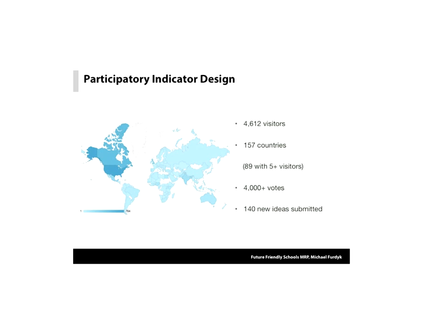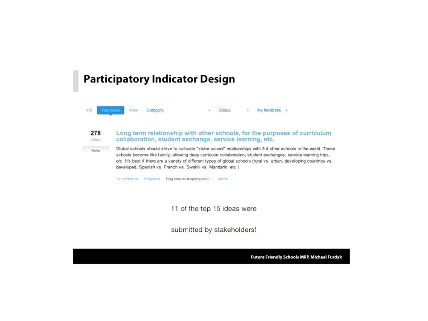So we launched a participatory indicator design process where we had over 4,500 people submit votes and their own ideas for what indicators would look like across these three value areas of global citizenship, environmental stewardship, and student voice. We ended up having people from 157 countries, 89 countries with more than 5 people participating, give ideas, and over 140 new ideas for indicators submitted. And I think one of the greatest pieces of evidence of the success of the process was that out of all these indicators and ideas submitted, we distilled them down into 5 principles for each of the areas. And 11 of the top 15 ideas that made it as principles were actually not our ideas. They were submitted by other stakeholders.